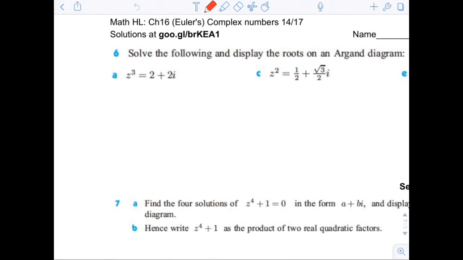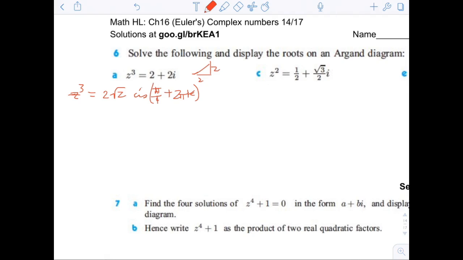First thing we're going to do is rewrite the complex number on the right in cis theta form. So if we have 2 to the right and 2 up, that's a 45-degree triangle. So we would convert the hypotenuse from the legs of 2. It would be 2 square root of 2 as the modulus. And the cis would be 45 degrees, pi over 4. And it would be pi over 4 plus 2 pi k, right?